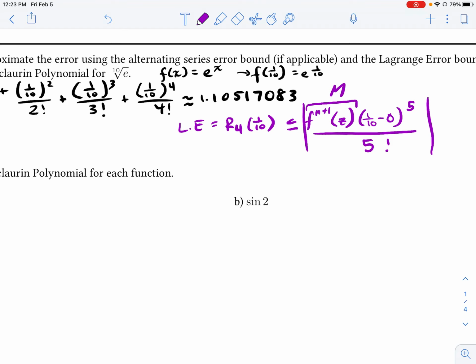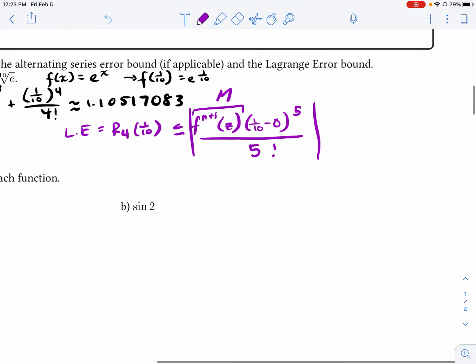And again, we're not too concerned with trying to find that z value. Remember, we have some z value that's in between x and c. C here being equal to 0, x here being equal to 1 over 10, we're saying that there is some z value in here that's going to create the largest possible order derivative. Now, again, we're not worried about finding z, so let's think about this. What's really nice about the e to the x function is that every order derivative for e to the x is simply e to the x.